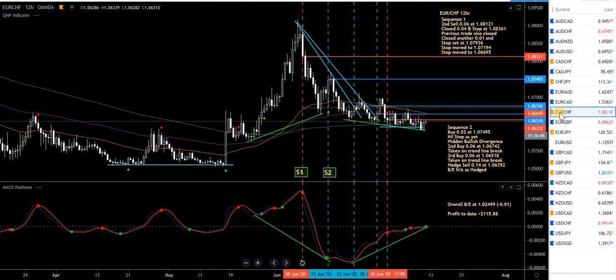Euro Swiss, I did something on that. Sequence 1, stop move down. This morning I moved my stop down to this level, just above the high here, so locking in some profit. In the meantime, sequence 2 is hedged, waiting to go to the upside.